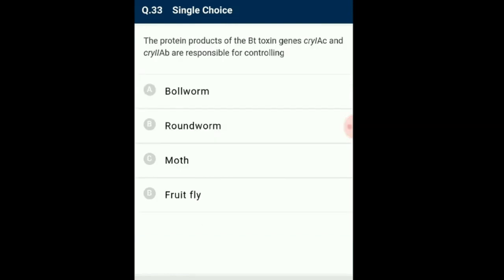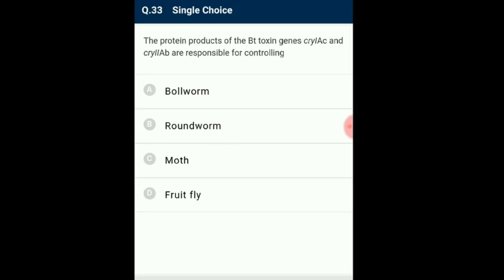Question number 33. The protein products of the Bt toxin genes, that is cryIAc and cryIIAb, are responsible for controlling... Bacillus thuringiensis is a bacterium having the capacity to produce an insecticidal protein called Bt toxin. This toxin is produced in inactive form by the cry gene found in the bacterial genome. There are a number of them. cryIAc and cryIIAb control the cotton bollworm and cryIAb controls the corn borer.